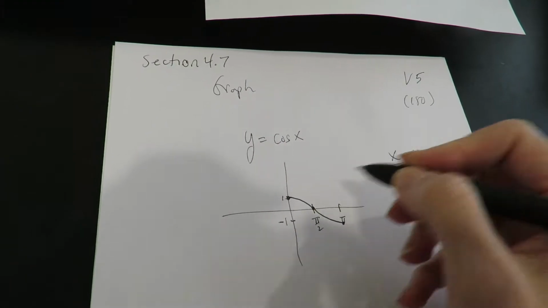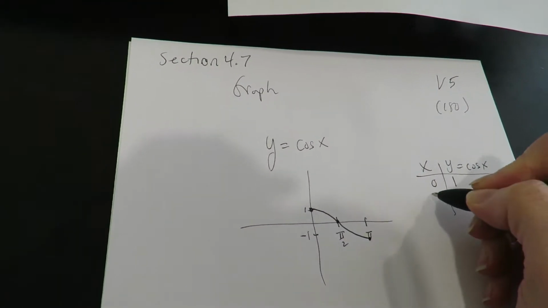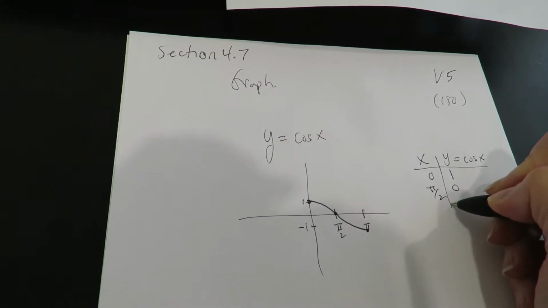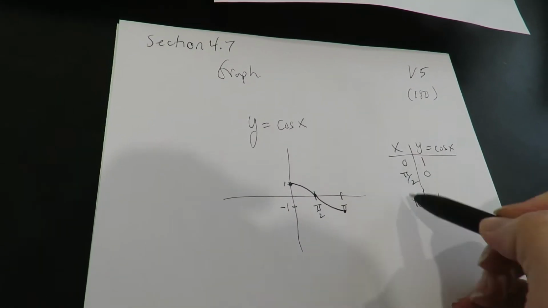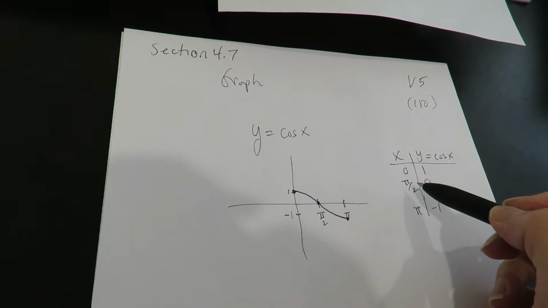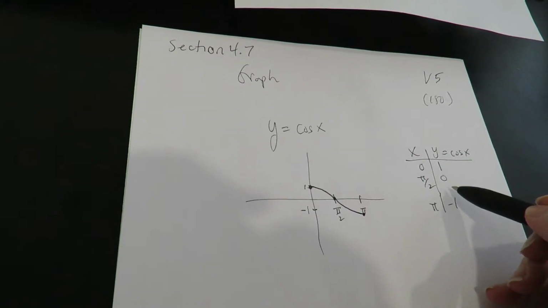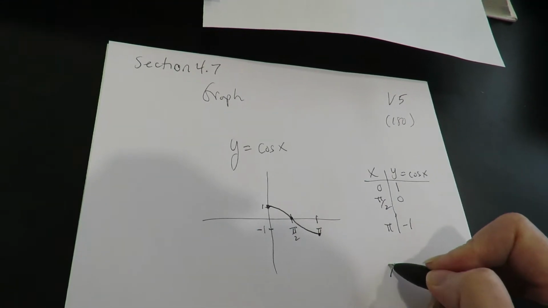So I used the point 0, 1. This one is pi over 2, 0. This one is pi, negative 1. So if you remember all the effort I went through showing you how to graph 4.5 and 4.6, you could consider this, let me watch what I say, I don't want to confuse you.